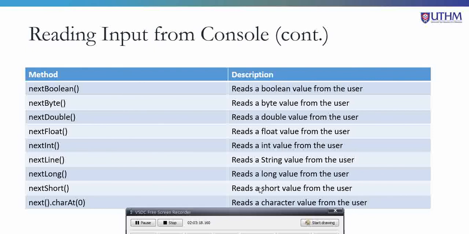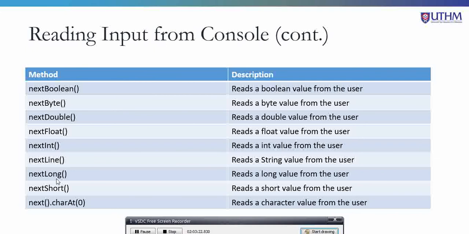NextLong for any long value. Long, short, integer, double, byte, all these are numbers. The difference is the length, or whether it has a point value or not. For character, nextLine().charAt(0), you must put exactly like this.